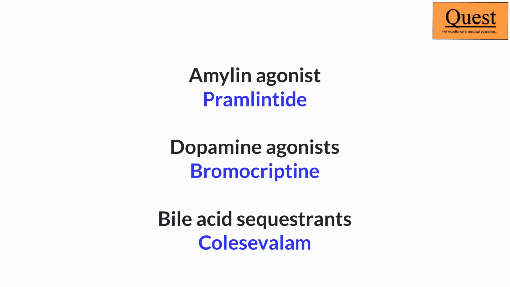There are some newer drugs or other drugs which are on the horizon known as amylin agonists. Pramlintide is one of them. We don't really use much of it. There are dopamine agonists like bromocriptine, which are thought to have anti-diabetes effects but not really used in common practice. And there are also bile acid sequestrants which can be used in diabetes, but again, not a common practice.